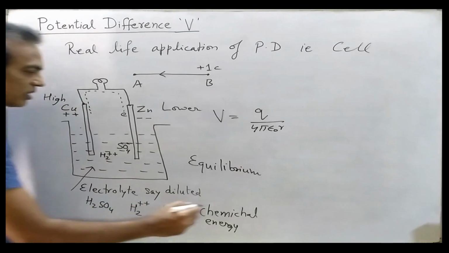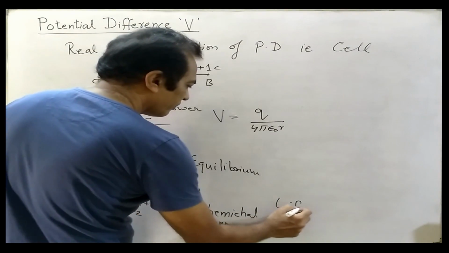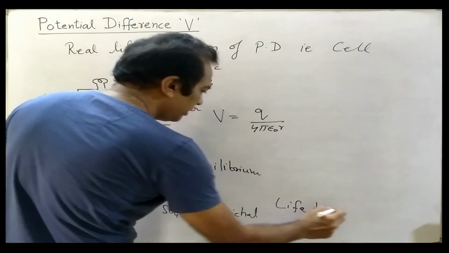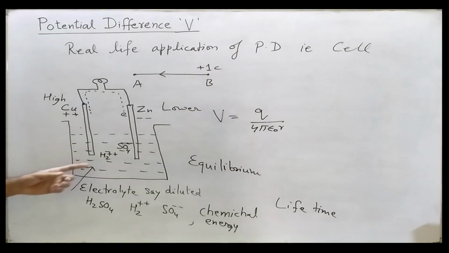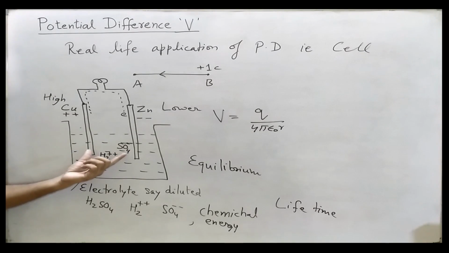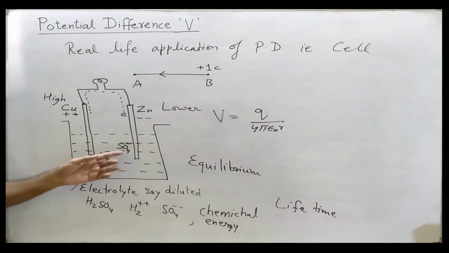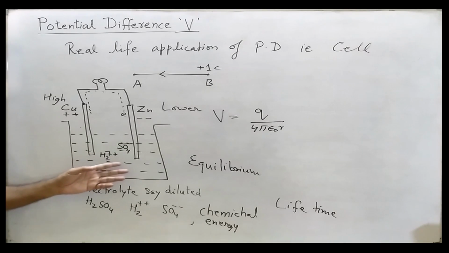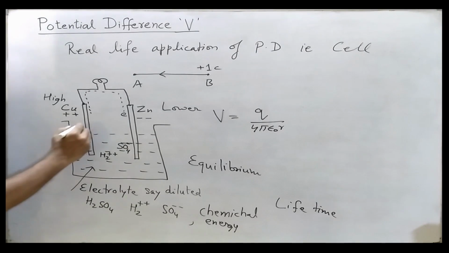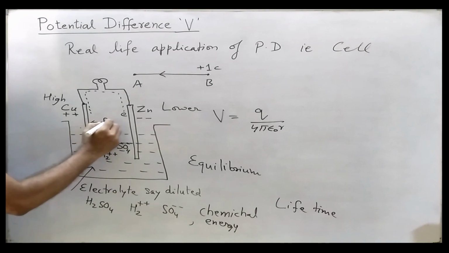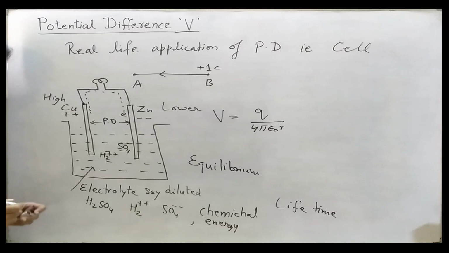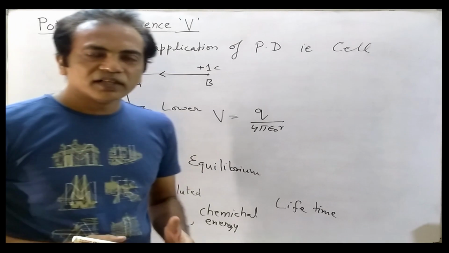Every chemical reaction has a lifetime. Once the chemical reaction completes its lifetime, no further chemical reaction will be possible, and thereby it will not be able to maintain the potential difference. That is the time when you can throw your battery or cell. So potential difference is a very useful concept in real life. Hope this helps.